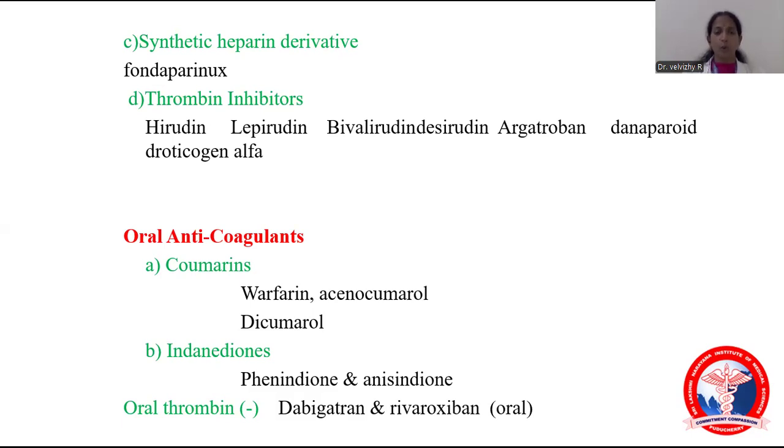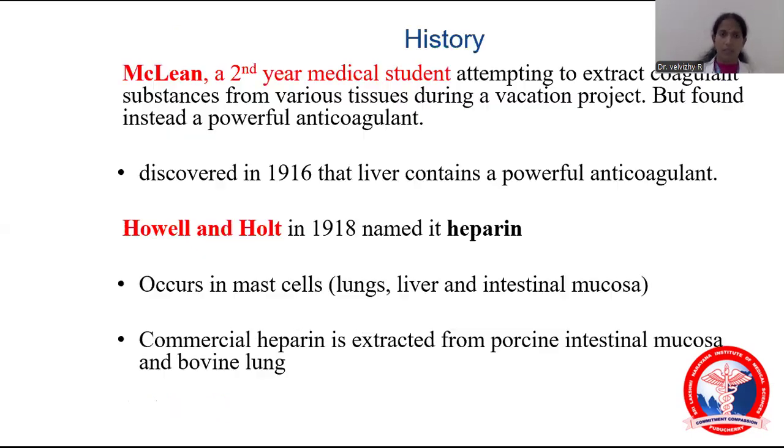Then we have our oral anticoagulants. Here the examples are oral anticoagulants and oral thrombin inhibitors like warfarin. Warfarin is always the main drug used as an oral anticoagulant, and we still have dicoumarol and acenocoumarol, all those things. Then direct thrombin inhibitors, we have dabigatran and rivaroxaban.